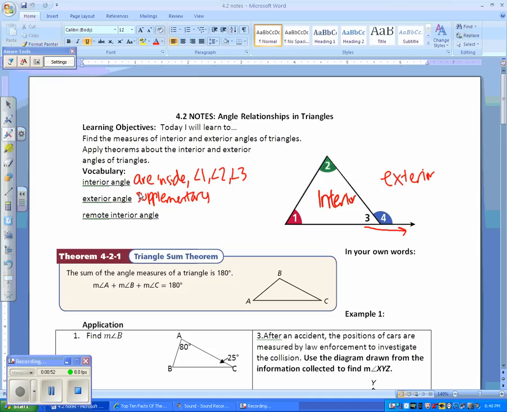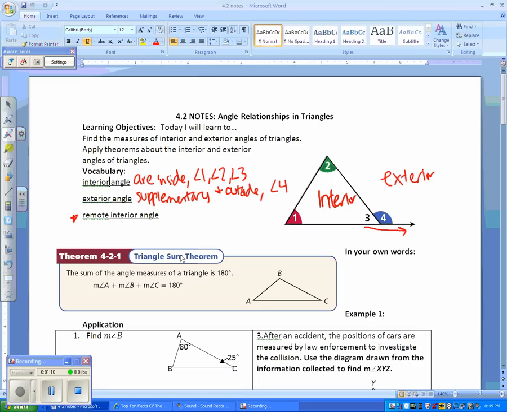Sorry, that's my phone. It's supplementary to this interior angle, and it's outside the triangle. An example would be angle 4. Remote interior angles. This is important later on, so remind me, and we'll come back to that.